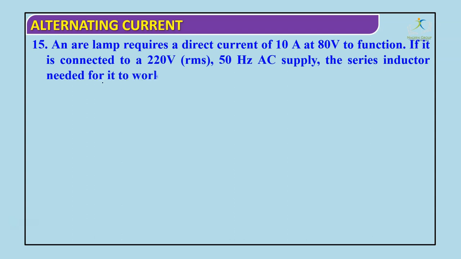Question number 15 is: an arc lamp requires a direct current of 10 ampere at 80 volt to function. If it is connected to a 220 volt RMS 50 Hz AC supply, the series inductor needed for it to work is close to: 80 Henry, 0.08 Henry, 0.044 Henry, and 0.065 Henry. So the correct answer for this question is the fourth.